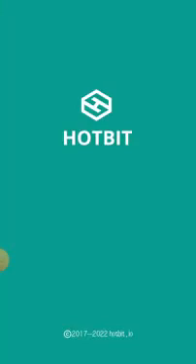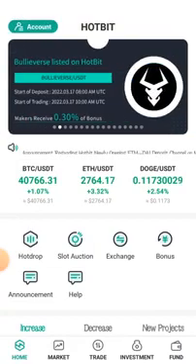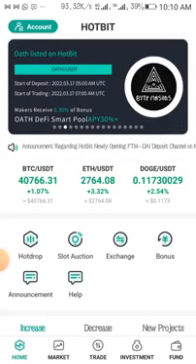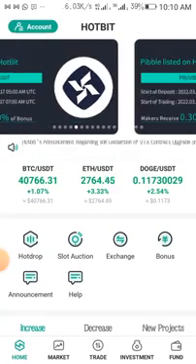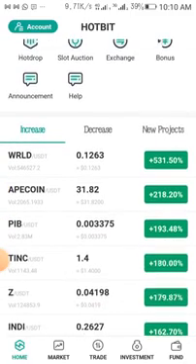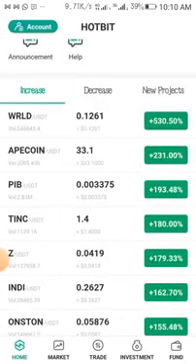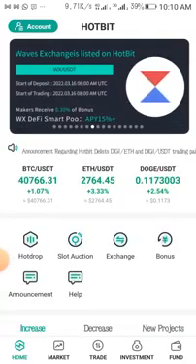Let's wait for it to load. Okay, welcome to Hotbit. Please, if you don't have a Hotbit account, you can just go ahead and type Hotbit in your browser. You can also get the mobile app installed on your mobile device and sign up for a Hotbit account. You can do your KYC verification to be fully verified on Hotbit.